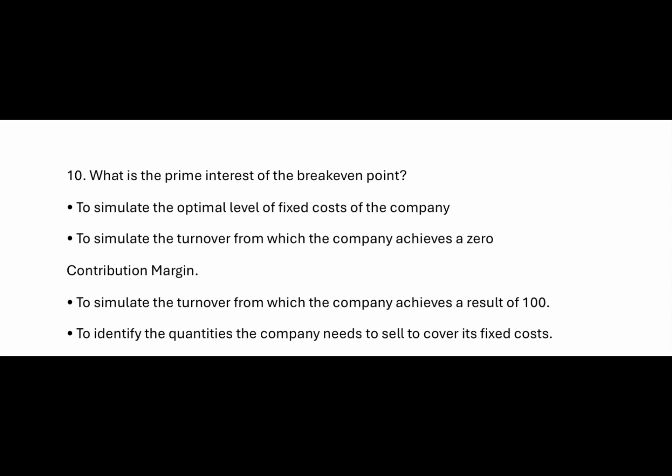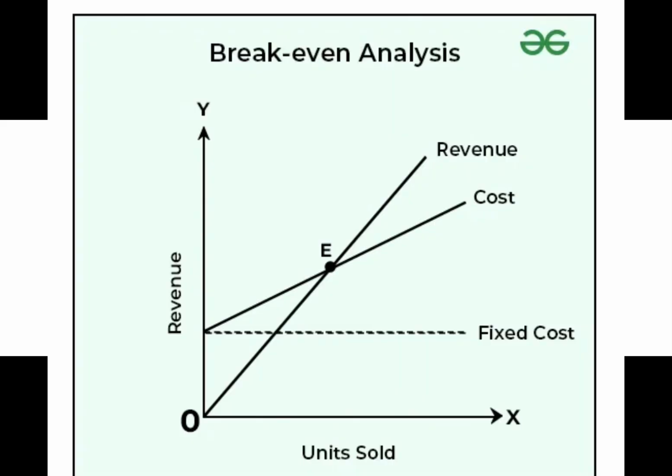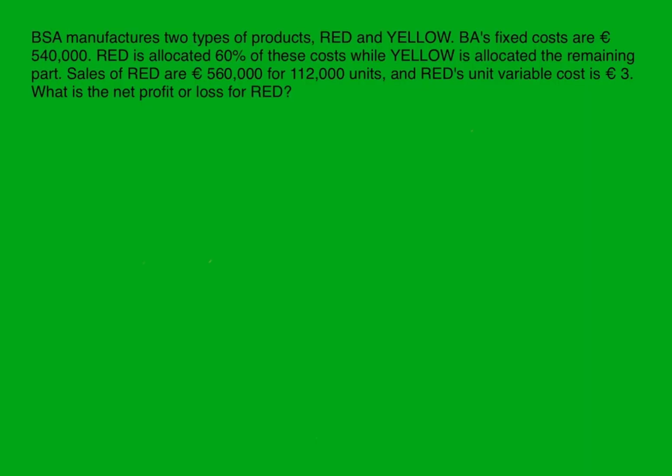So question 10. What is the prime interest of the break-even point? To simulate the optimal level of fixed costs of the company, to simulate the turnover from which the company achieves a zero contribution margin, to simulate the turnover in which a company achieves a result of 100, or to identify the quantities a company needs to sell to cover its fixed costs. Well, if you look at the graph, here it shows you the fixed costs, your variable costs, and your sales. So the break-even point is to show where your fixed costs cover the sales, so you make a profit of 0.